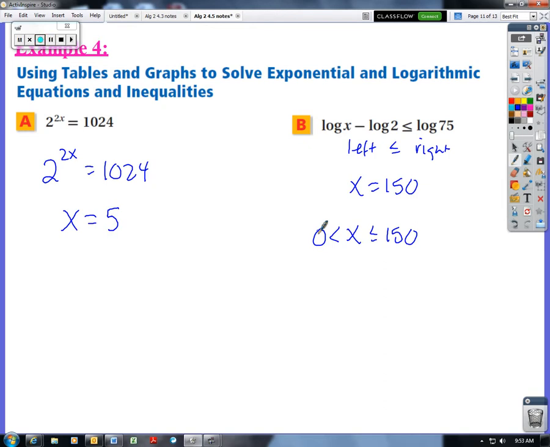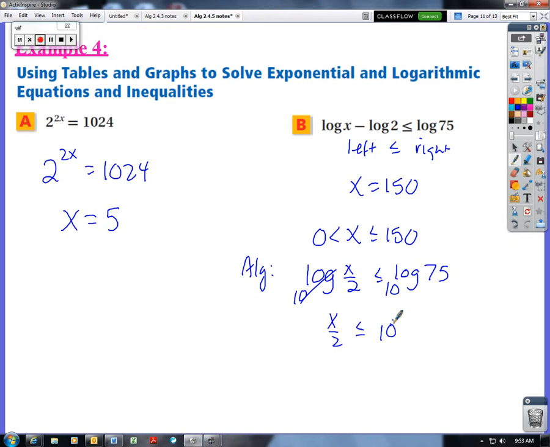I was also looking to see if they did it with algebra, and they did, and that's not a bad idea. We could do that. I'll just do it really fast. So if you want to check it with algebra, you can use your properties. That's going to be a quotient because you're subtracting. Keep that inequality symbol. And then we're going to exponentiate base 10. So x over 2 is less than or equal to 10.